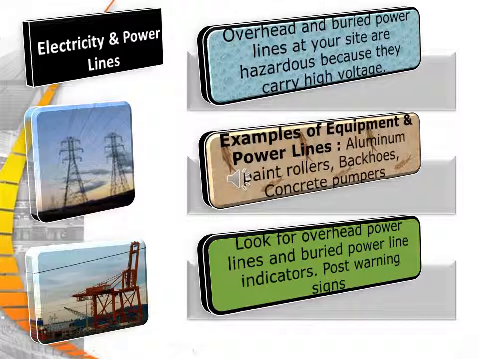Power lines and electricity. Overhead and buried power lines at your site are hazardous because they carry a high voltage. Examples of equipment that can contact power lines are aluminum paint rollers, backhoes, and concrete pumpers. Look out for overhead power lines and buried power line indicators, and post warning signs in those locations.